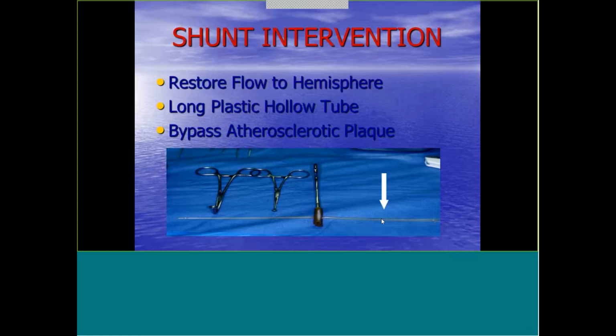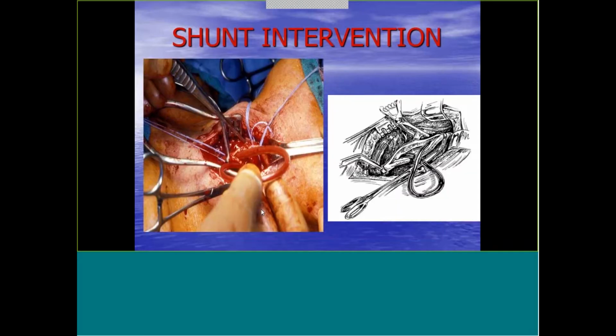So the shunt will restore flow to the hemisphere and bypass the plaque. Okay, and this is showing you the different tools that they use here. So this is an actual endarterectomy, and for those of you who are queasy, I apologize. We've got a shunt in the proximal and the distal. So this is in the common, and this is in the internal. And you can see here the red, and it's bypassing the plaque that's in here.